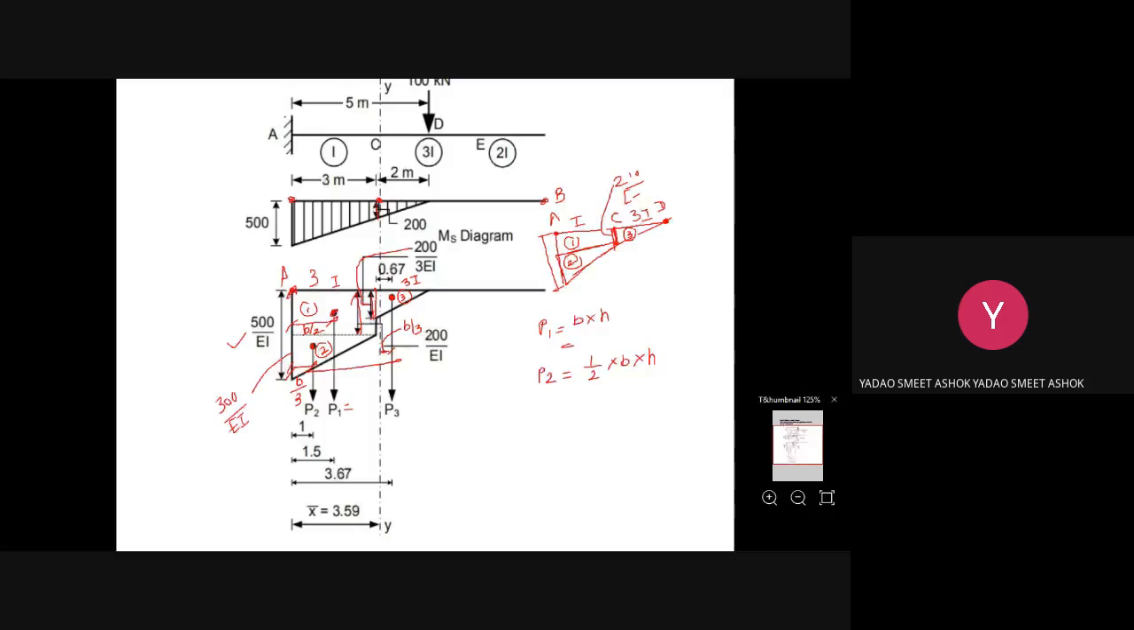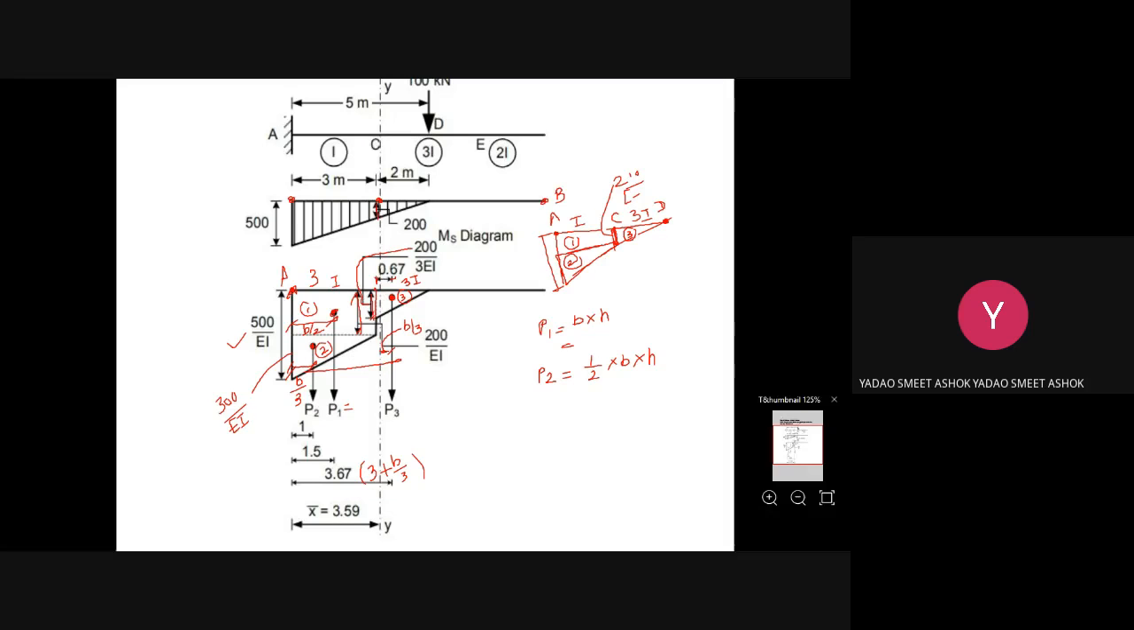The distance from here to here will be b by 3, which is equal to 0.67. 0.67 plus 3 will be equal to 3.67. So for P1, the b by 2, that is 3 by 2, it is 1.5. For P2, it is b by 3, that is 3 by 3, it is 1. And for P3 the total distance will be 3 plus b by 3, which will be equal to 3.67.